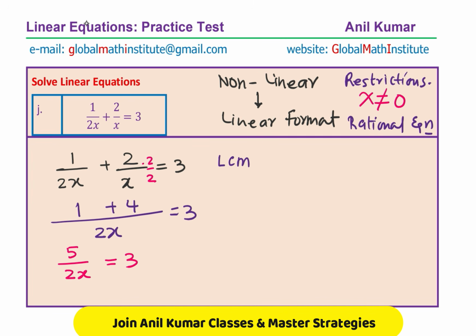We need to now isolate x. What can I do? Let's rewrite this equation and see the different strategies to solve 5 over 2x equals 3. This time we are going to take x to the right side. So we can cross multiply. Let's multiply by 2x itself just to make it simple. So we'll just cross multiply.